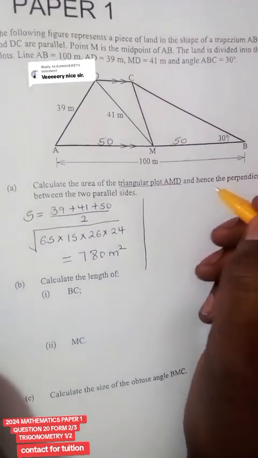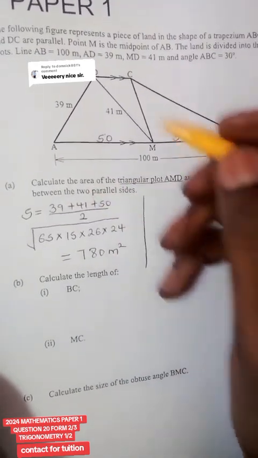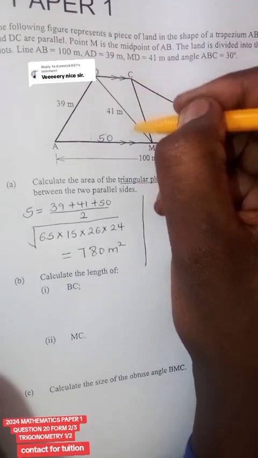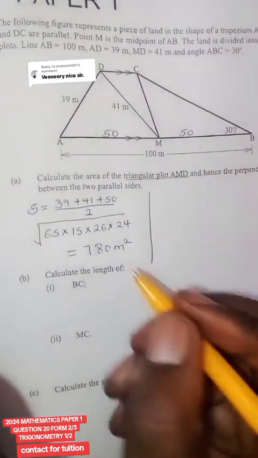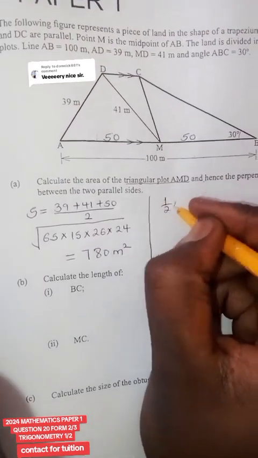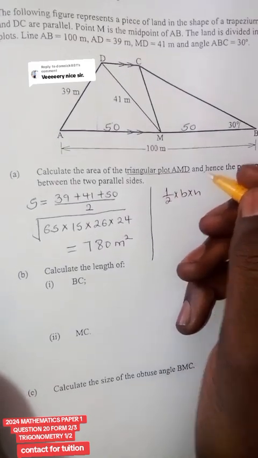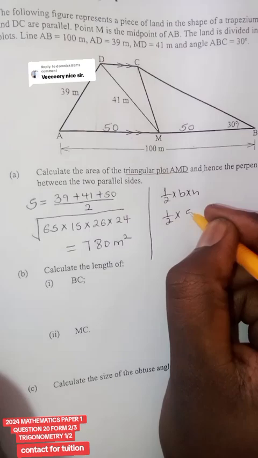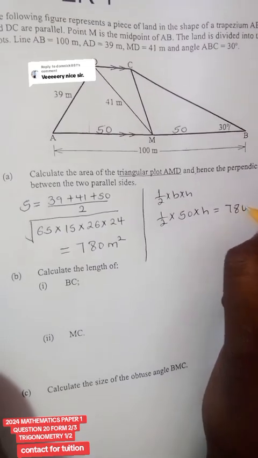Now you are told, hence, the perpendicular distance between the two parallel lines. They are asking about this distance here. It is the same as this distance. Because it's a triangle, there are many ways in which you can find the area of a triangle. So we can use half times base times height, the formula that allows us to find the area of a triangle if we have a height. Therefore, it is a half times the base, which is 50, times the height that we don't have, giving me the same answer.